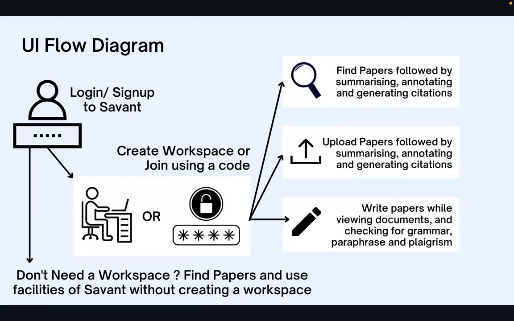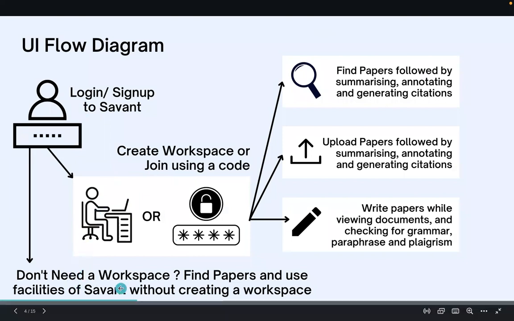This is the UI flow diagram which the user will essentially experience on Savant. First, they need to log in or sign up, and then they are faced with two choices. Either they can create a workspace or join one using a code, or they can choose not to make a workspace and directly avail the facilities of Savant.